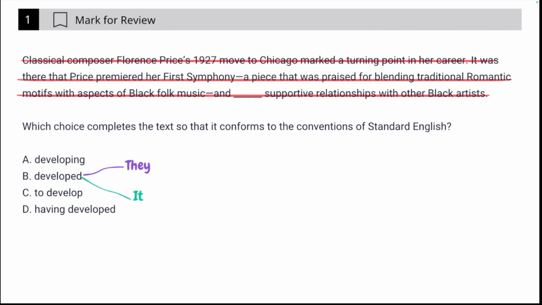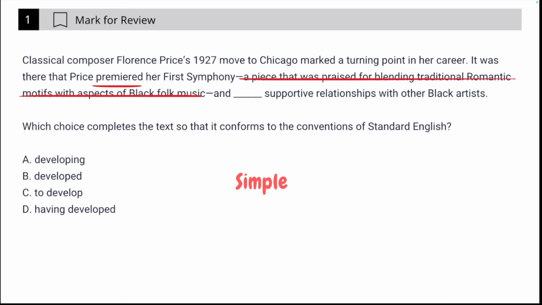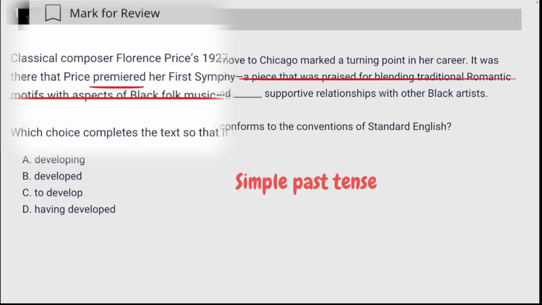And now it's simply matching up the tense to the answers. So here we can ignore this non-essential information and we notice simple past tense premiered. So we're looking for another simple past tense verb. Choice B developed is that simple past tense verb we're looking for. For pronoun questions, all you need to do is find your antecedent, that's a fancy word for the original noun that's being replaced, and then choose your answer accordingly.